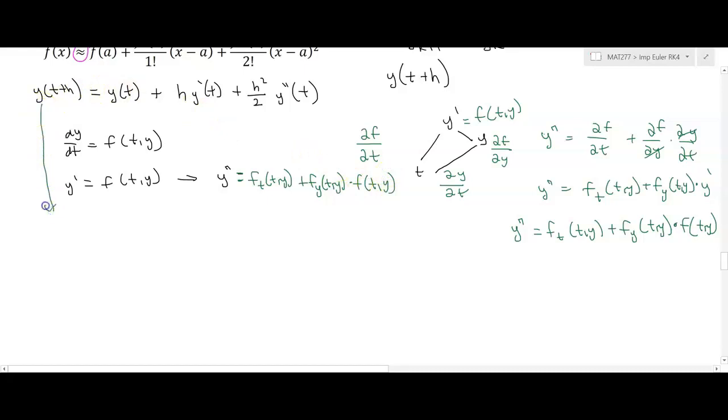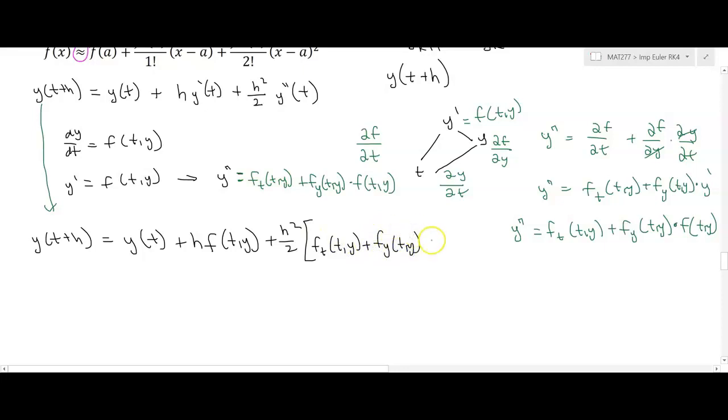So what I'm going to do in this form now, and we're getting closer to the solution, is say that y of t plus h is equal to y of t plus h times, instead of y prime of t, I'm going to use f of t comma y, and plus h squared over 2 times what y double prime is, which is this whole expression. So that's just a substitution step. And we're very, very close to actually seeing this as your next y value is your previous y value. Notice that this is the very first slope right here. This is what we call K1, or pretty close to K1.